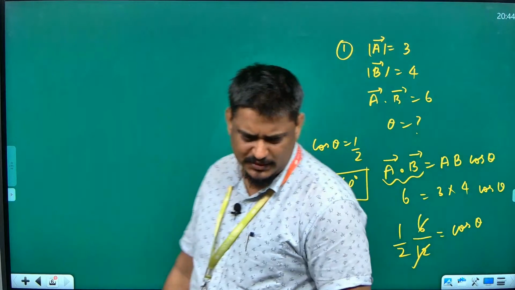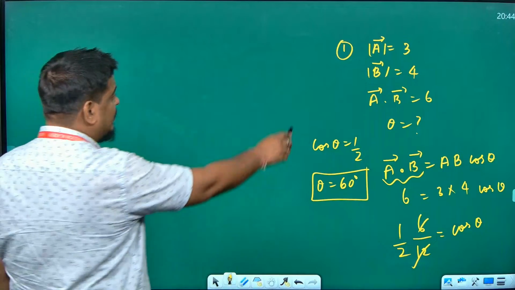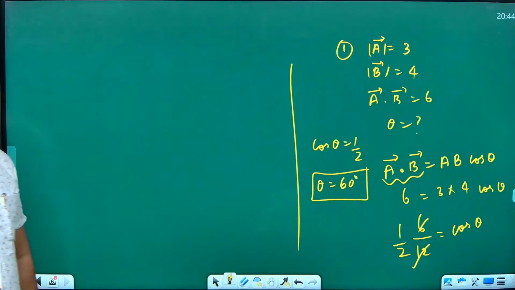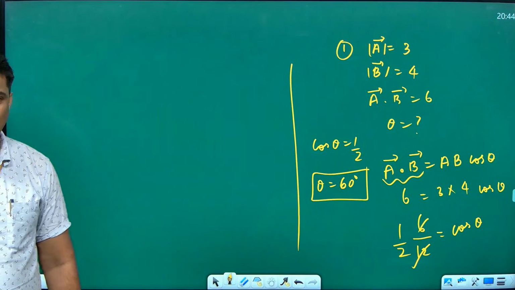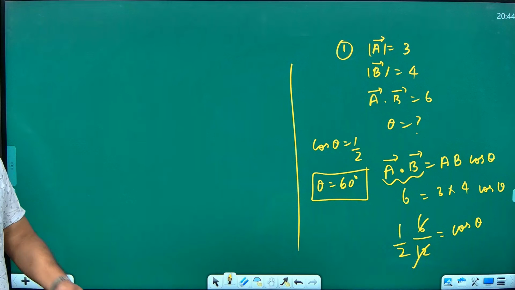Got it? Simple, no? The second question is having a twist. Anybody got the answer? No? You can solve by yourself, and I'll solve for everybody else. Those who are not getting the answer, please pay attention.